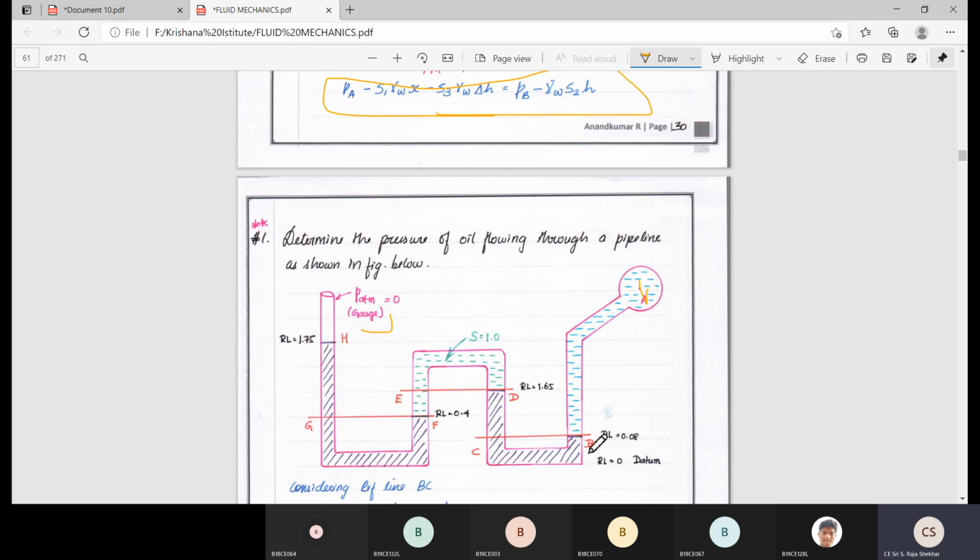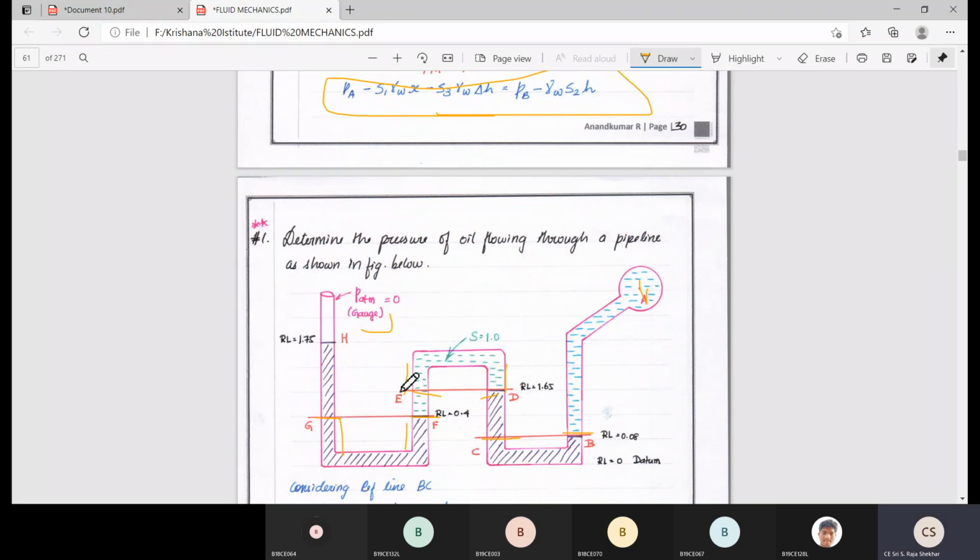For that, we have to take different sections here. At section CC and section CB, mercury is there, and the same liquid is also here, so the pressure is the same. If you take E and D, this height and this height are the same, and the liquid is also the same, so the pressure is also the same at E and at D. Now if you take G and F, here the liquid is the same, the height is also the same, so the pressure is also the same at G and F.